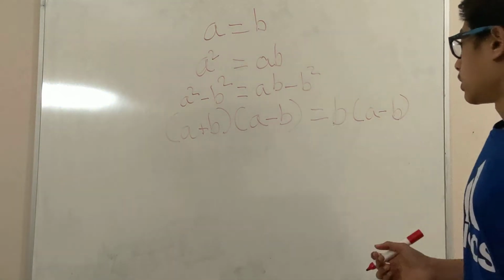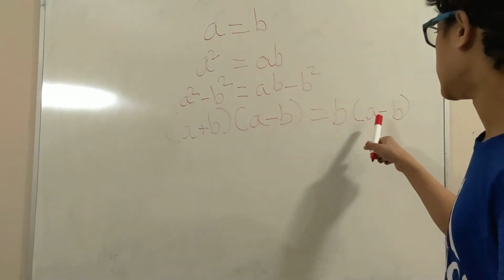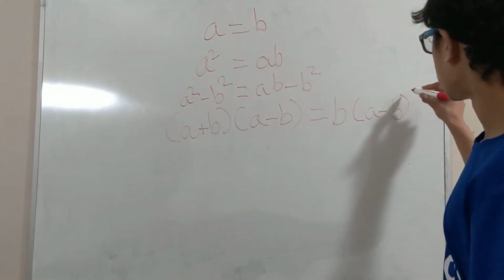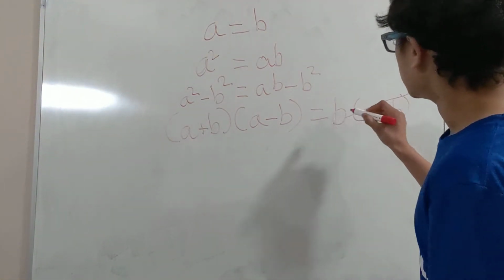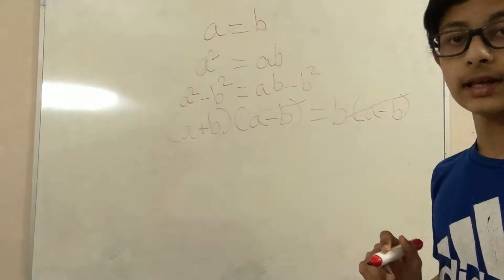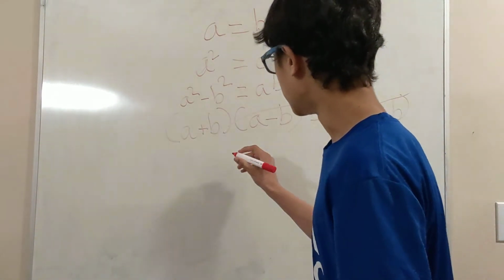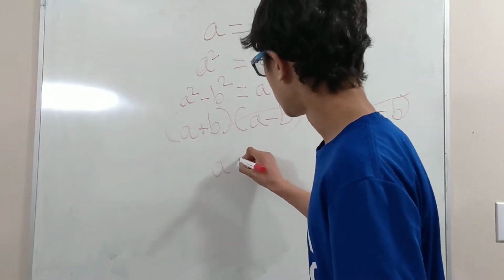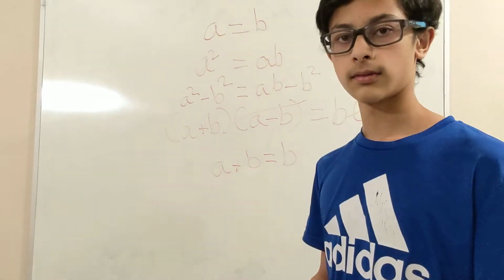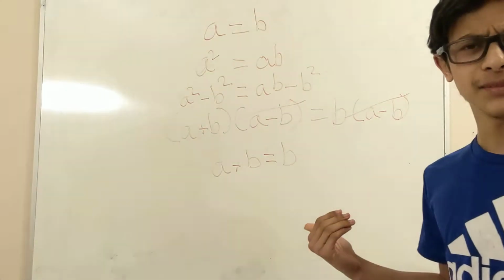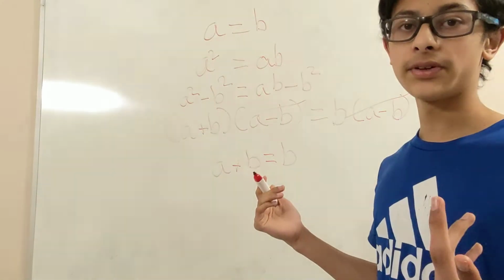Now we notice that we have an A minus B on both sides. So we cut these out from both sides. We're dividing both sides by A minus B. We can do that, we can divide both sides by the same thing. And we are left with A plus B equals B. Hold up. A plus B equals B? That doesn't sound right.